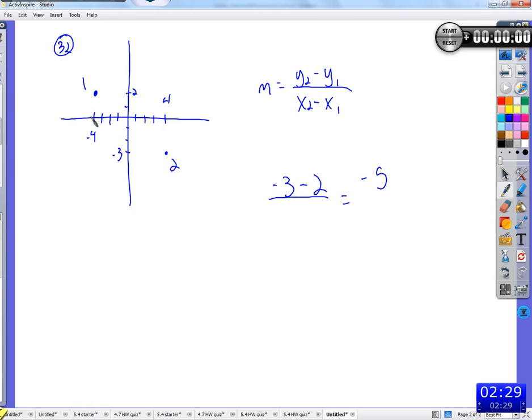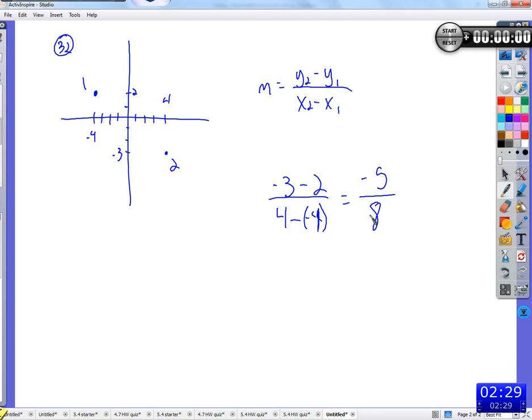So what is the horizontal change from here to there? Should be 8. Now we'll just do x2, x2 is 4, minus negative 4. And what's 4 minus negative 4? 4 minus negative 4 is 8, so negative 5 over 8.